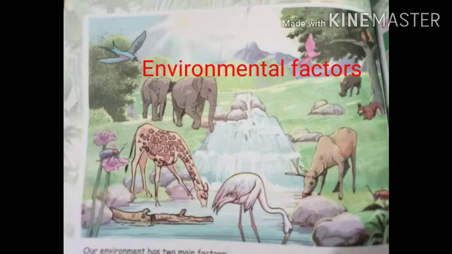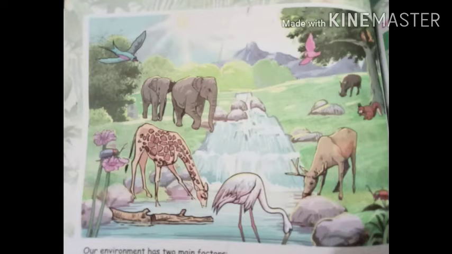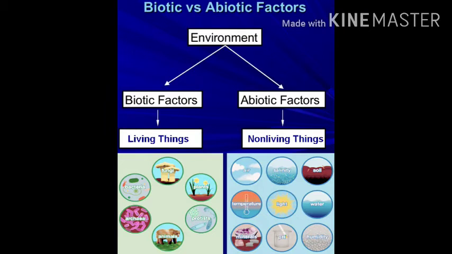Children, do you know when do we celebrate Environment Day? Yes, World Environment Day on June 5th every year. Our environment has two main factors. One is biotic factors and second one is abiotic factors.